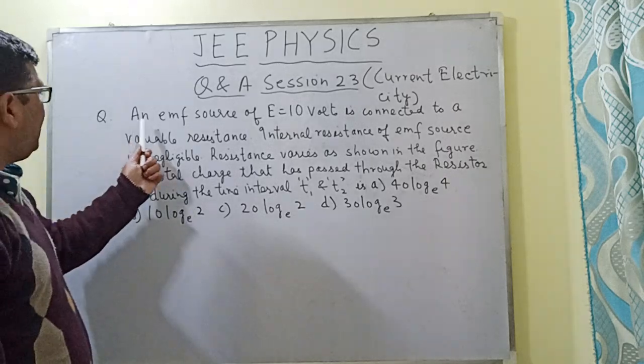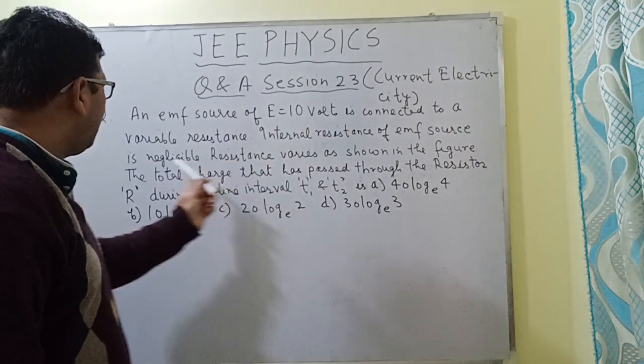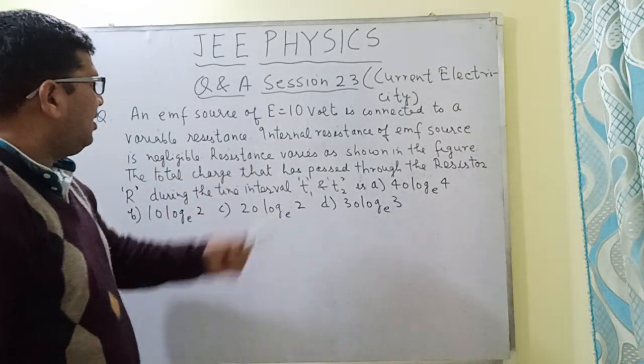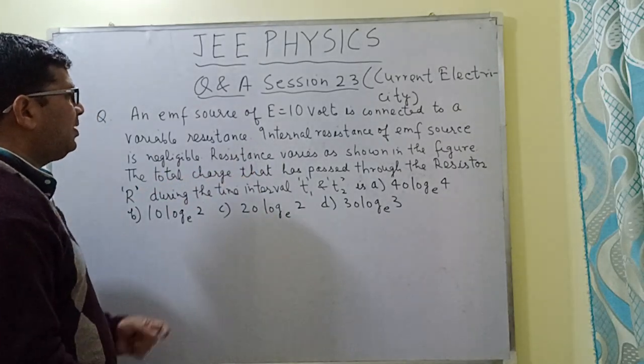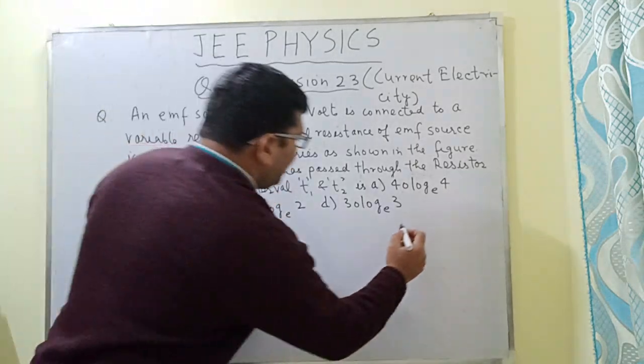The question for this session is written on this board. The question is: an EMF source of 10 volts is connected to a variable resistance. The internal resistance of the EMF source is negligible. Resistance varies as shown in this figure. The figure is here.